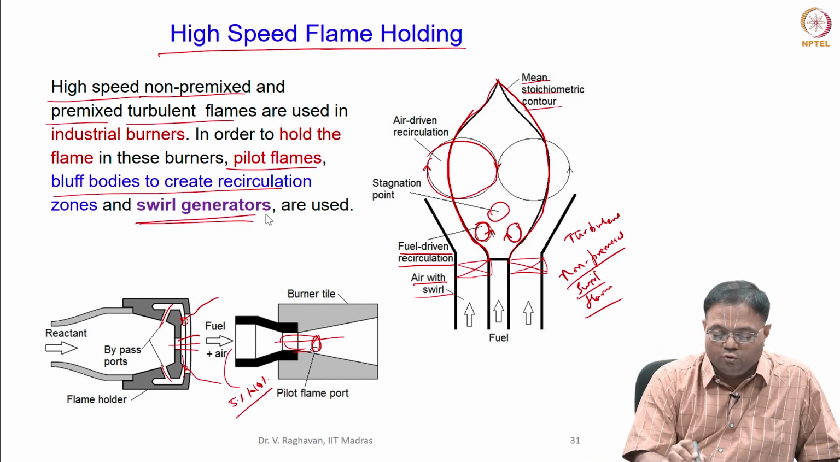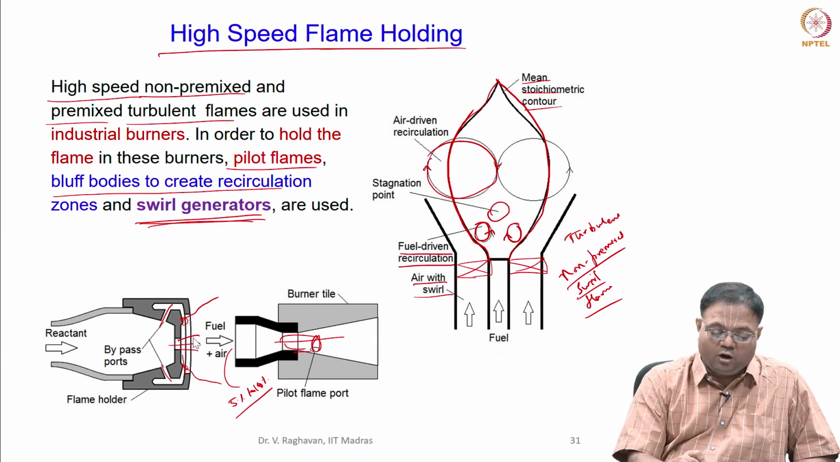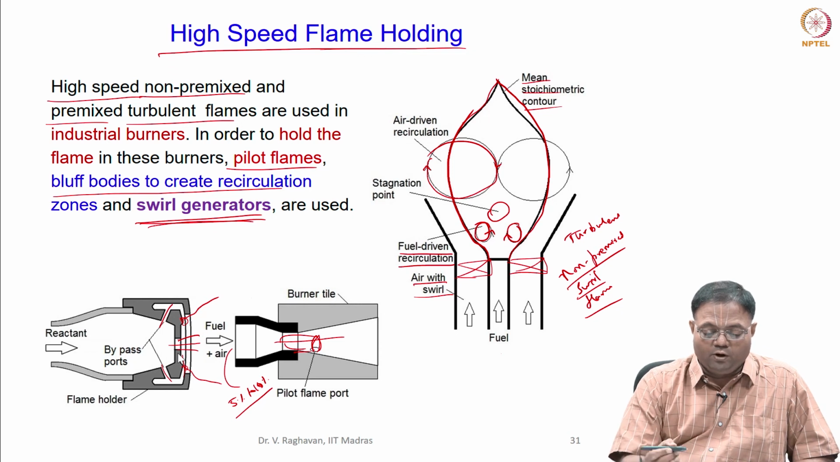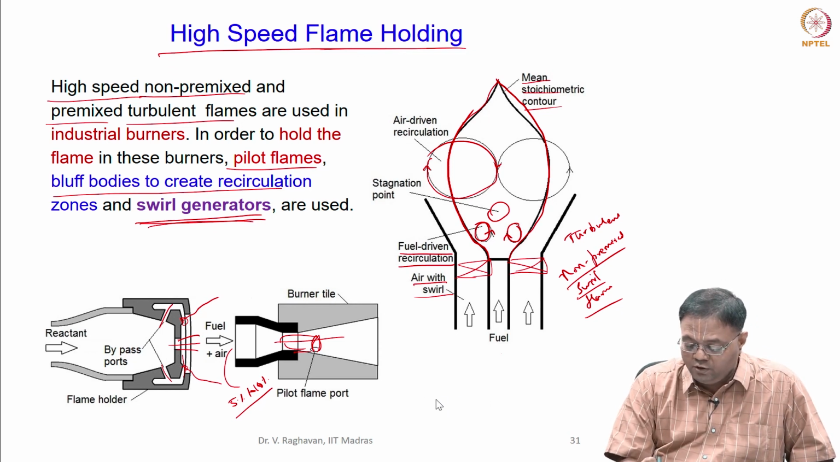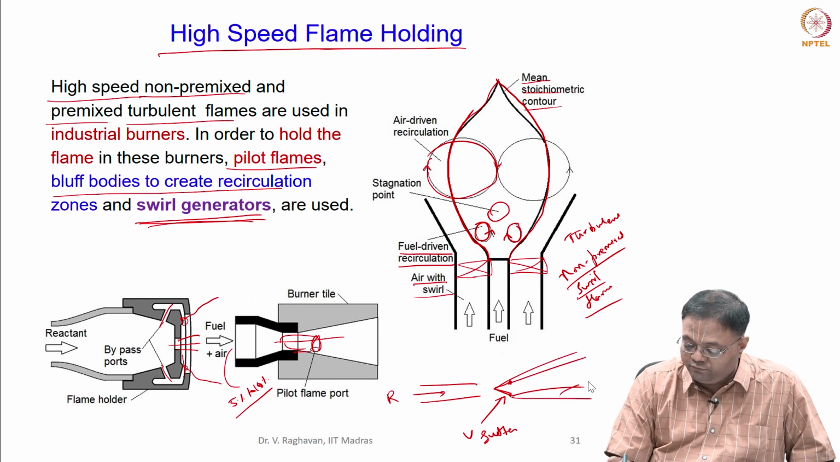So, when I do impart swirl components by swirl generators or pilot flames, or we can have some bluff bodies to hold. See, you can also have a bluff body to hold this. So, if you have a flame coming out of this port, we can have a V gutter. So, this is called a V gutter, and the reactants are flowing in this direction, and the flame will be held like this. So, this is the flame. So, the flame actually will be anchored to this V gutter.